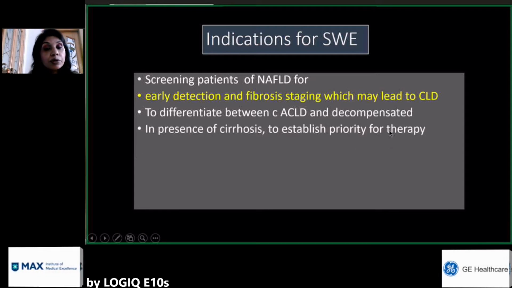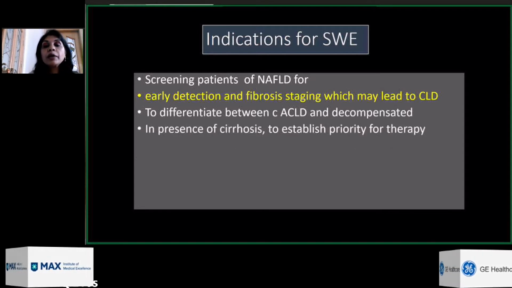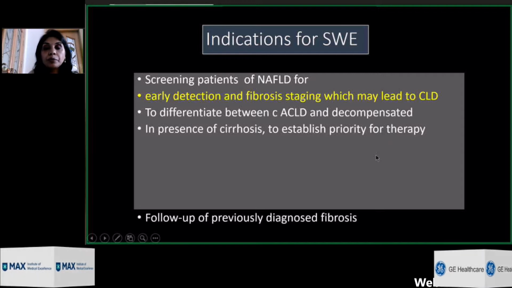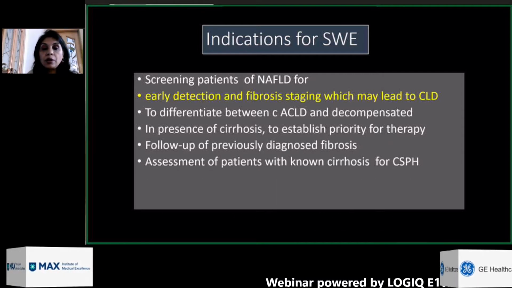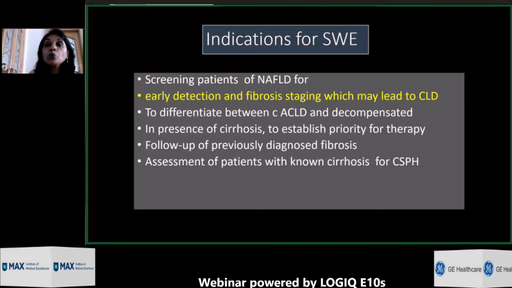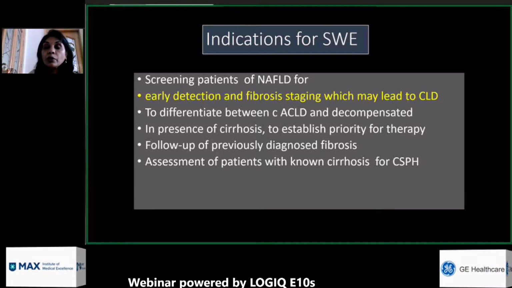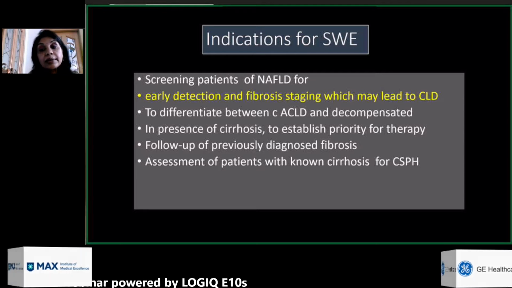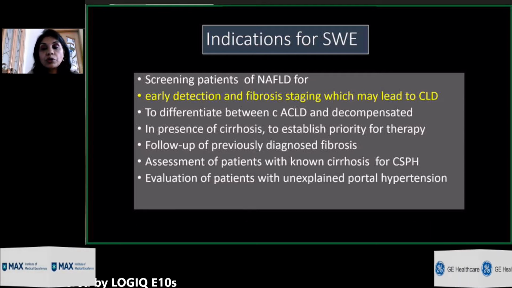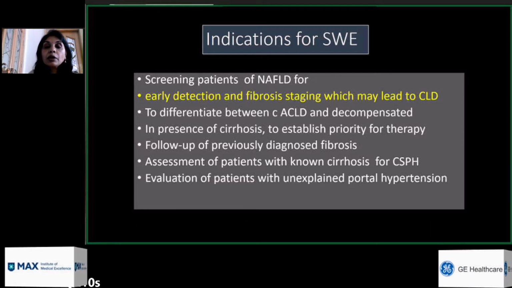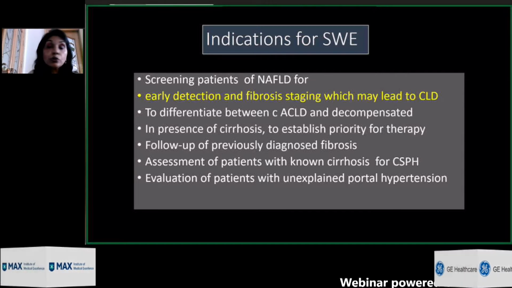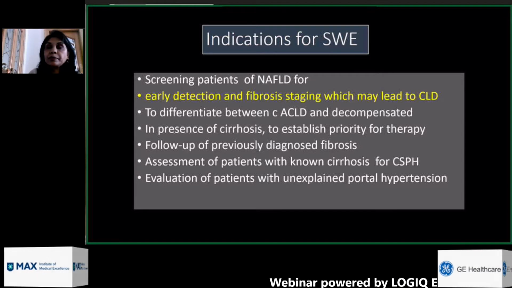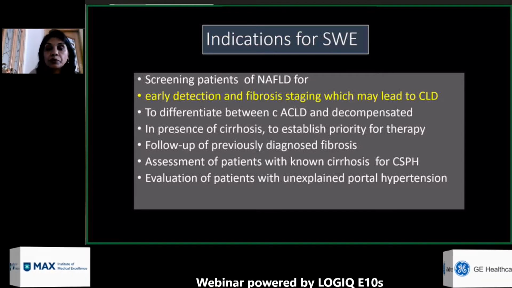In presence of cirrhosis, which is already established, we have to establish the priority of therapy, follow-up of previously diagnosed fibrosis, assessment of the patients with known cirrhosis for what we call clinically significant portal hypertension in clinician's perspective, evaluation of the patients with unexplained portal hypertension. You don't know the reason. A patient is coming with a spleen, a little enlarged liver, and of course the ascites.